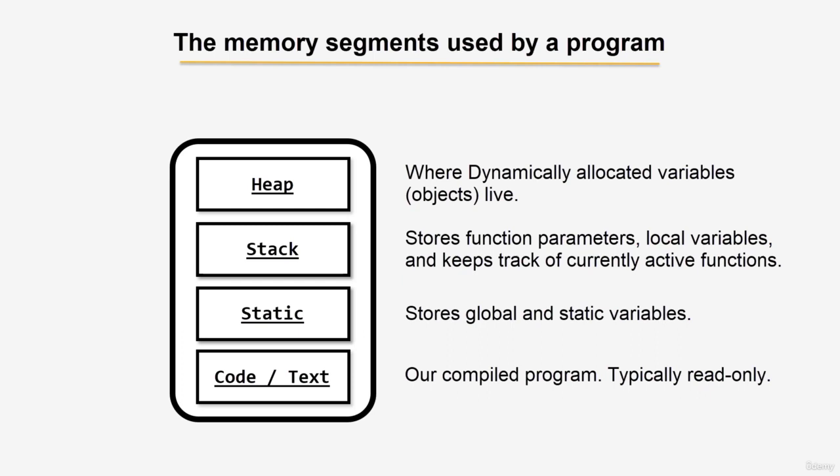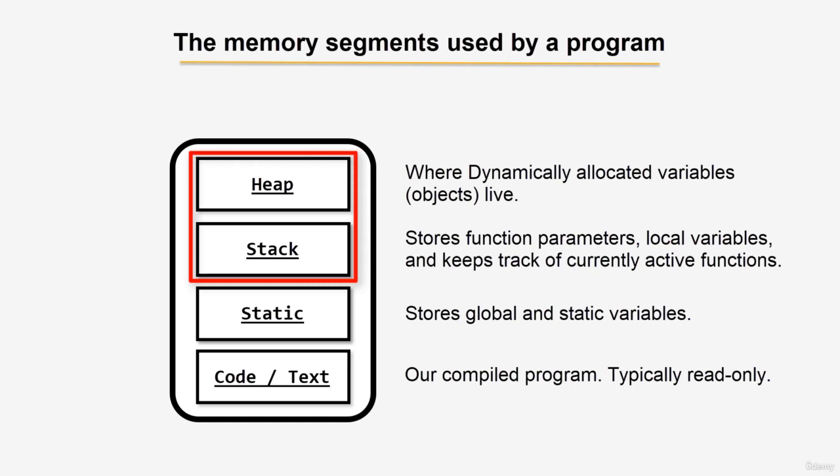Then we have the stack. Now this stores function parameters, local variables, so whatever variables are local to that function that is currently on the stack, and it's going to keep track of currently active functions. Now some of the upcoming slides will illustrate the stack to you and how we stack functions and variables. Next we have the heap, where dynamically allocated variables or objects live. We are primarily concerned with the stack and the heap for this lecture and for this lesson.